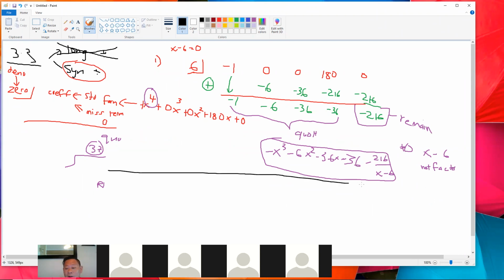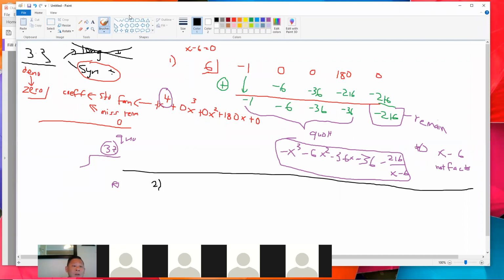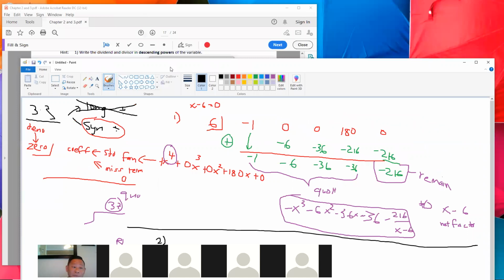And again, if you don't know how to use synthetic division, say goodbye to half of the first test score, because a lot of the first test is based on synthetic division, like what I just did here. So if you do not know how to do synthetic division, it's really, really bad.